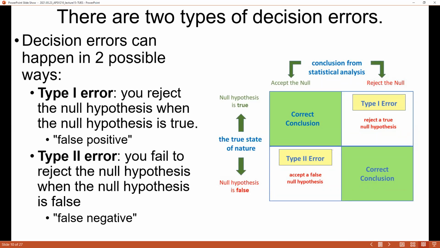Type 2 errors are the converse, where you fail to reject the null, but the null hypothesis is actually false, and you should have rejected it. Or in reality, the null hypothesis was false. And this is a false negative. And in general, it's considered better to get false negatives than it is to get a false positive.